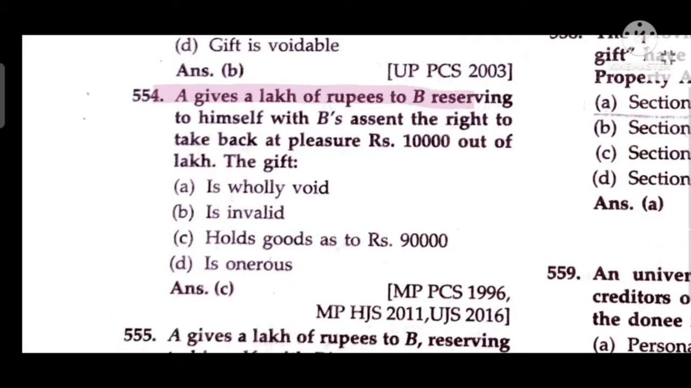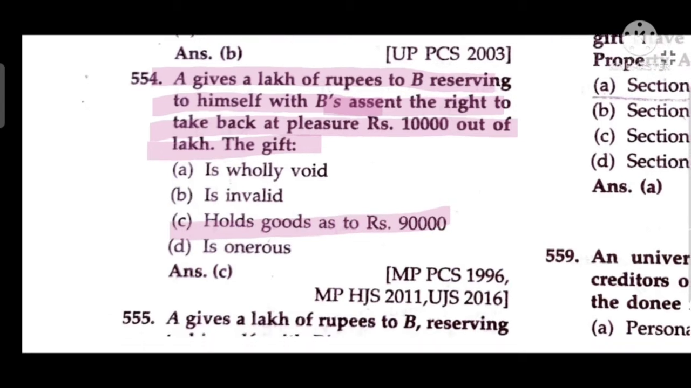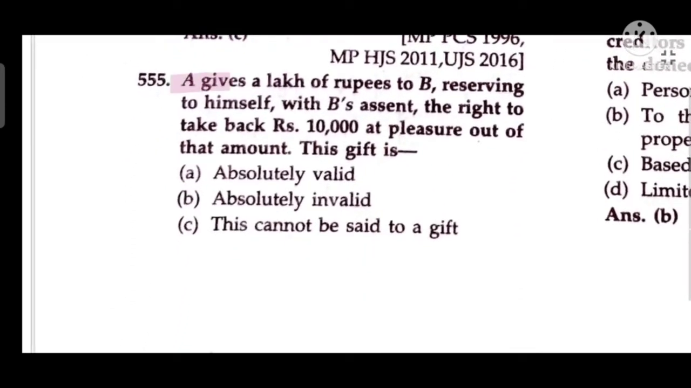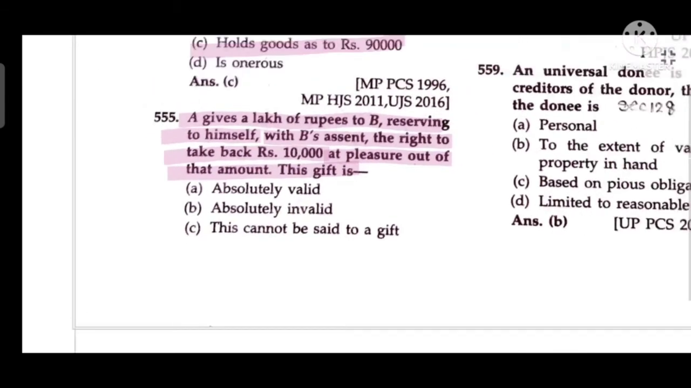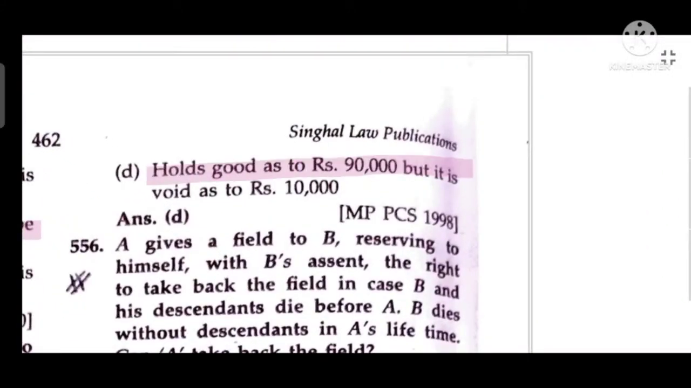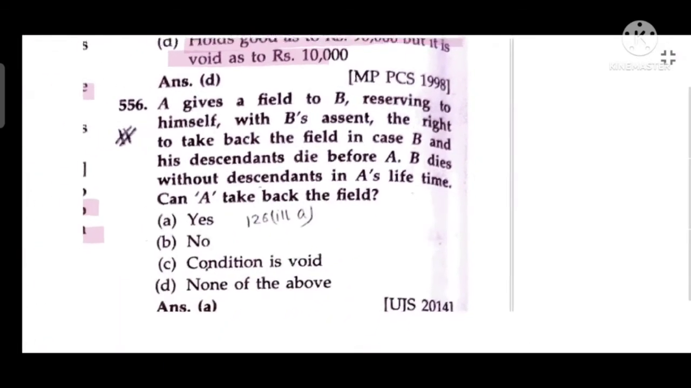A gives a lakh of rupees to B, reserving to himself, with B's assent, the right to take back 10,000 out of the lakh at his pleasure. The gift holds good as to 90,000 but is void as to the 10,000.